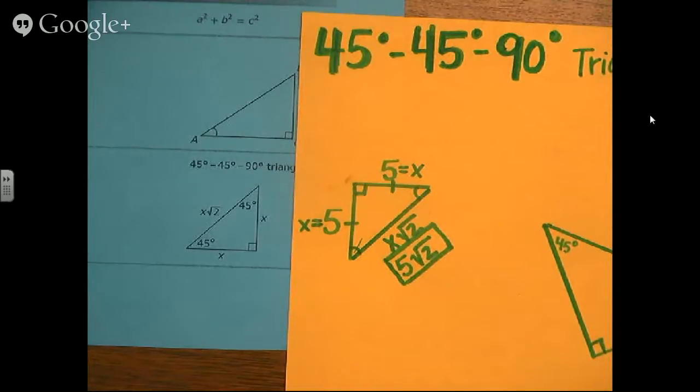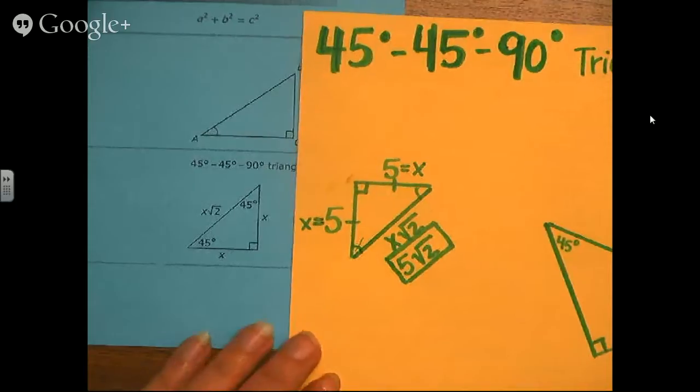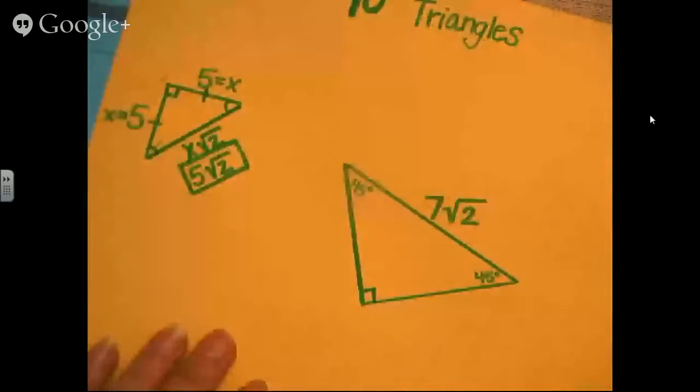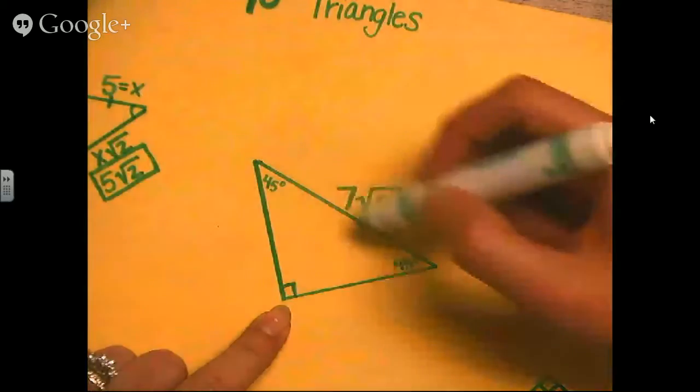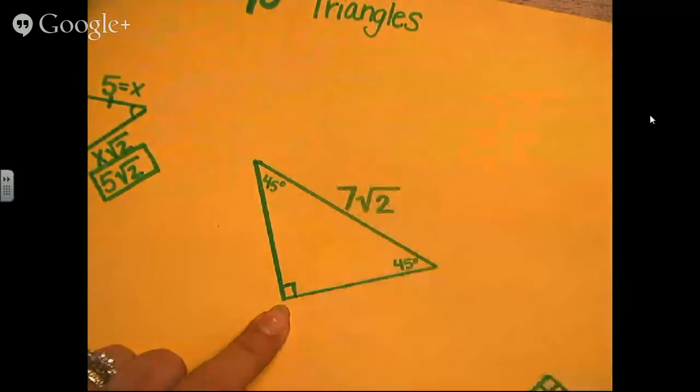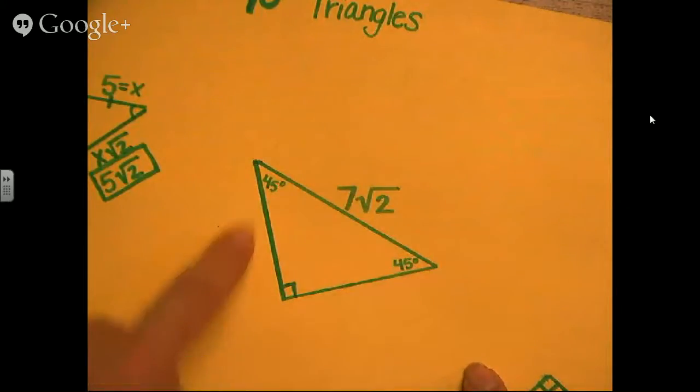So let's try another example. This one's going to be a little bit different. All right, I have another 45, 45, 90-degree triangle. This time, it's the side of the triangle that's across from the 90-degree side that's given to us. We do not know what the two sides located across from the 45s are going to be, but we're about to figure them out.